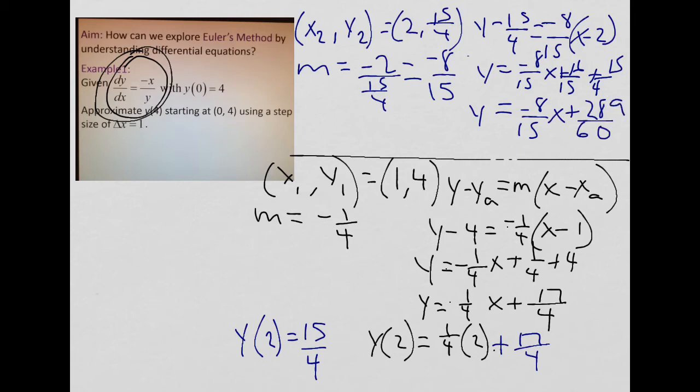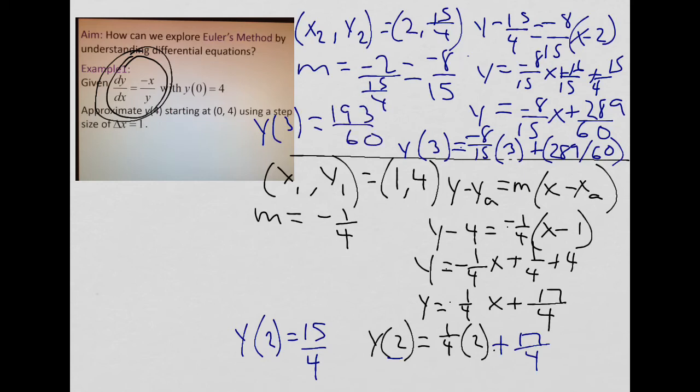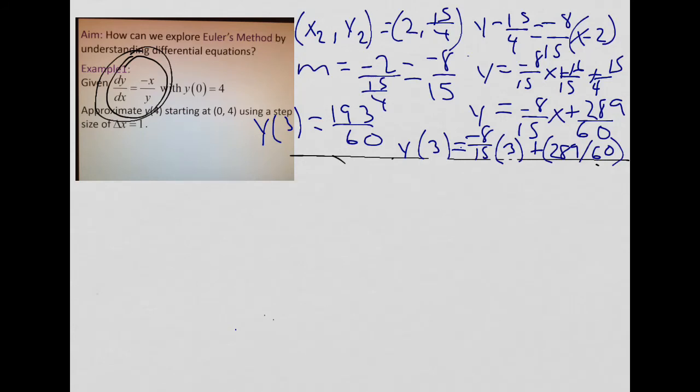All right, so our step size is 1. If we add 1 to 2, we get 3. So I'm going to plug in 3 into my equation here. I'm running out of space. So we end up getting y of 3, and that is 193/60. Okay? So now we need to use this. And I'm going to erase some more down here because I need more space. All right, I'm also going to change color too.